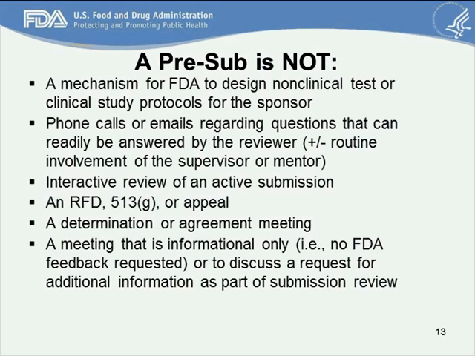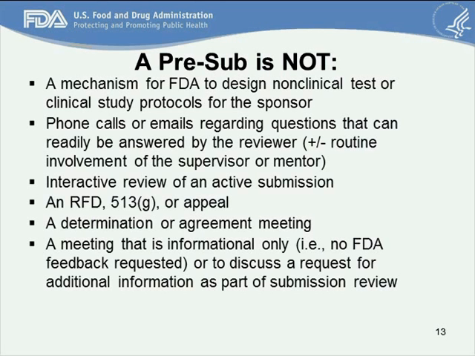If there's a minor process question that you would typically just pick up the phone and call a reviewer in the branch that you typically work with, you can still do that. Pre-submissions are not appropriate for interactive review of an active submission. So when we have an IDE or a marketing application open and we have questions for you that we want to work with you interactively on, we will still email you or call you and ask you those questions. We're not going to make you send in a pre-sub to have that type of interaction. We will track that interaction with the marketing application or IDE.